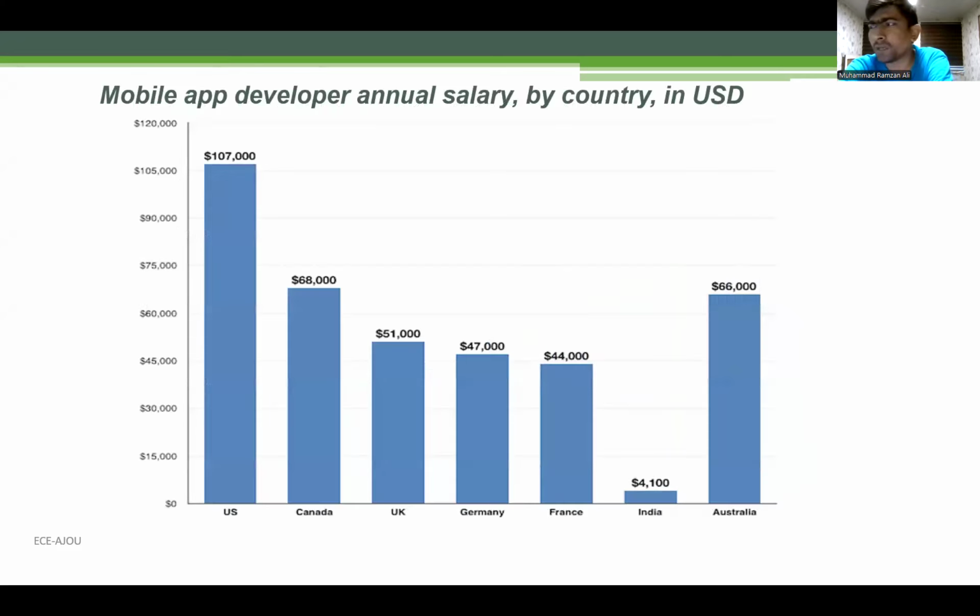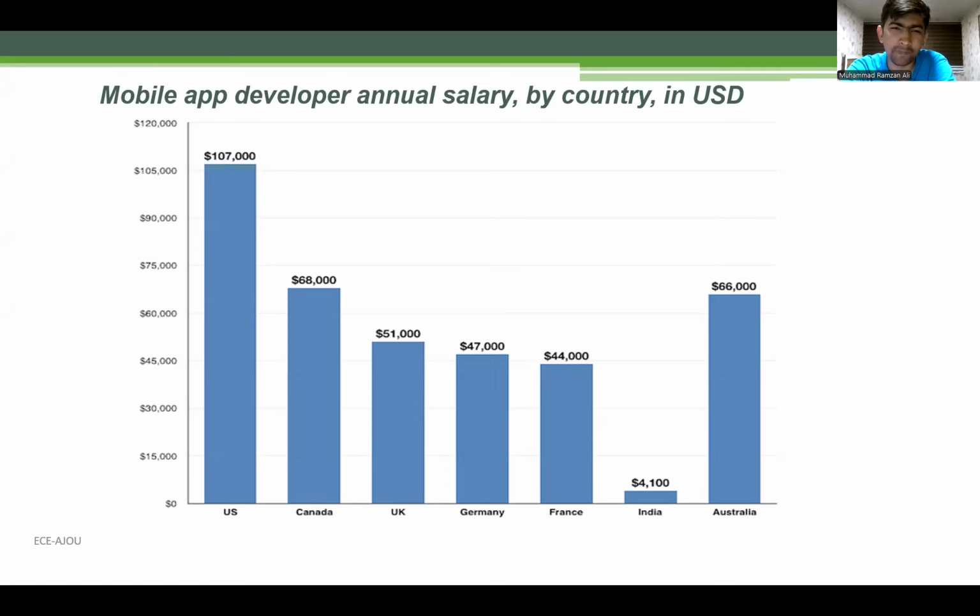Next, if you look at this graph, there is a comparison of annual salaries in different countries. In the USA the highest salaries are found, then there is Canada, then the UK, Germany, France and Australia as well. So if you are a skillful person, definitely you can work with multinational companies and big software houses. In every country there are software houses, so you can join them and work there. But before that, you need to know how to make Android-based mobile applications. If you are skillful in iOS, it would be even better.